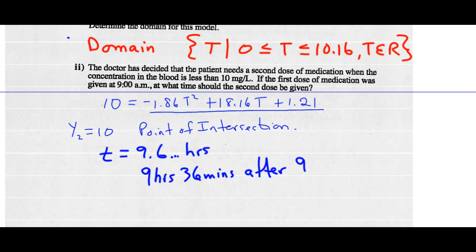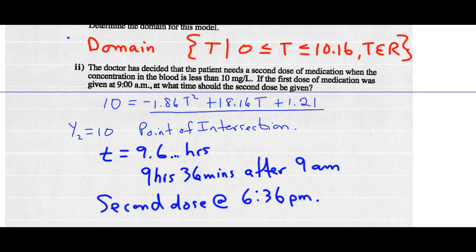after 9 a.m. So what time is that? So next shot, the second dose should occur at 9 a.m. plus 9 hours is 6 p.m. So 6:36 p.m. All right. Great.